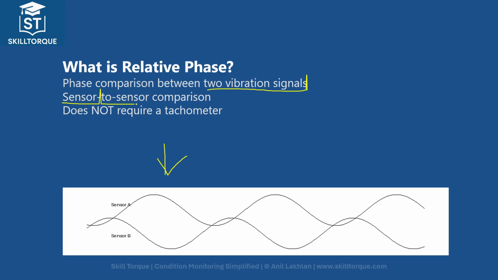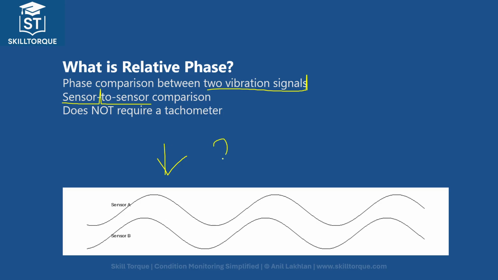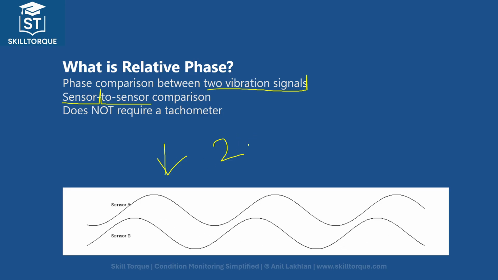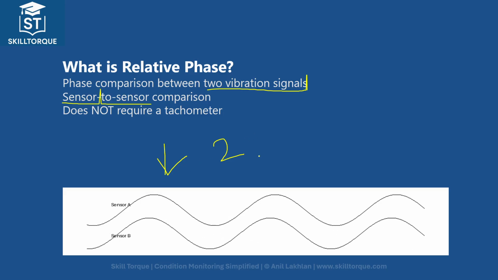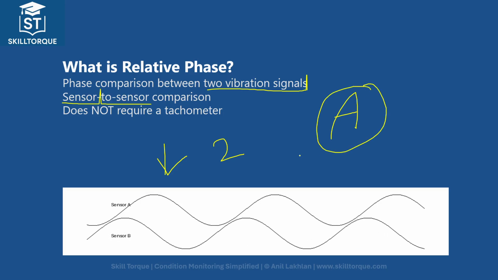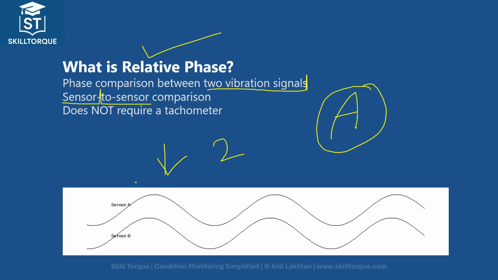If you want to measure the relative phase, you will need at least a dual channel vibration analyzer. With a single channel it's not possible to measure the relative phase. You can measure the first one we discussed, the absolute phase, with a single channel. But if you want to go with the relative phase, definitely you will need two channels or more than that, right?